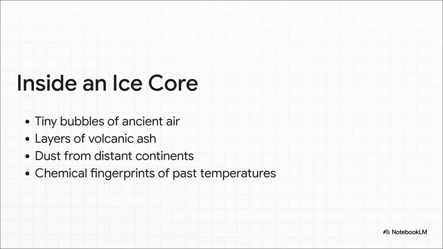So what's inside these frozen libraries? It's an absolute treasure trove of information. You've got these tiny, perfect bubbles of ancient air trapped inside. You can see distinct layers of volcanic ash from eruptions thousands of years ago. There's even dust that blew in from other continents. And, most importantly, you have chemical fingerprints that tell you the temperature when that snow first fell.